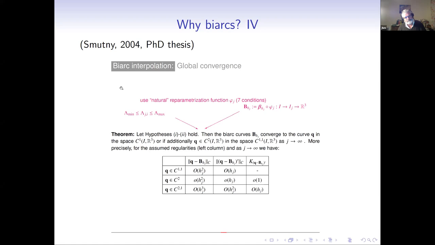This student, Jana Smutny, also proved convergence results. It's in the evening, even if my beer is non-alcoholic, so I don't want to go through that theorem. But basically it's the same convergence theorem as you'd get for cubic splines. These are approximation results for families of biarcs. If the curve is C1, you get convergence in C0, you get convergence of the derivative, and you get convergence of the curvatures, depending on how smooth the underlying curve is. They're really nice convergence results.